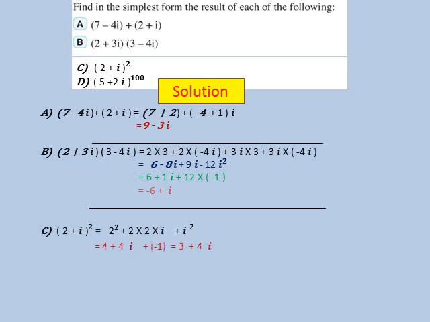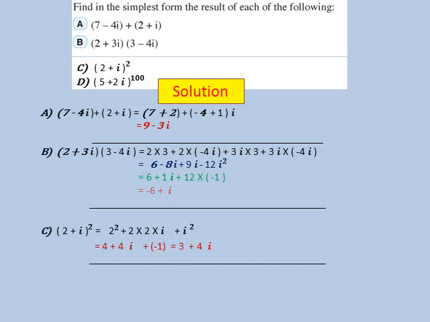2 power 2 equals 4. 2 times 2 times i gives us 4i. i power 2, which is negative 1. We have two real parts, 4 and negative 1. 4 plus negative 1 equals 3, and 4i will remain as it is.